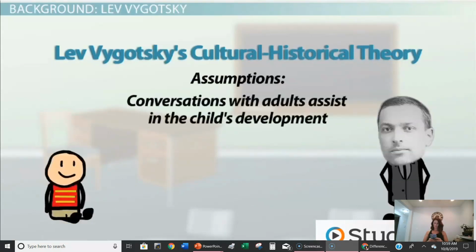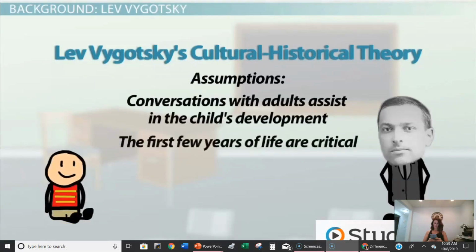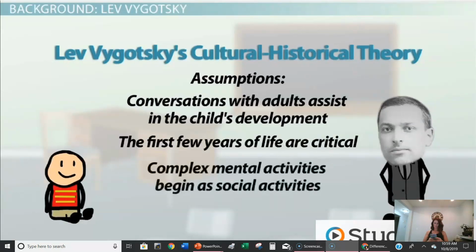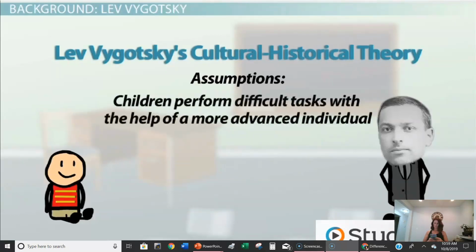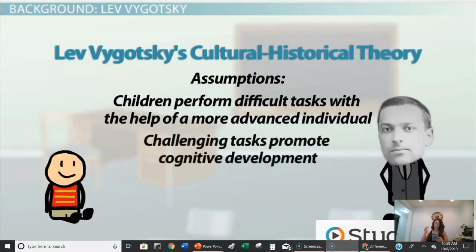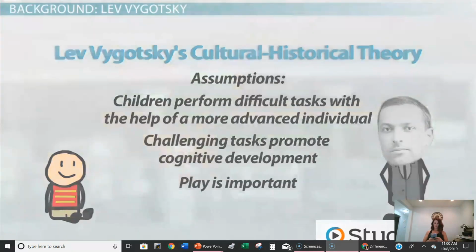Children develop through informal and formal conversations with adults. The first few years of life are critical for development, as this is where thought and language become increasingly independent. Complex mental activities begin as basic social activities. Children can perform more difficult tasks with the help of a more advanced individual. Tasks that are challenging promote cognitive development growth. And finally, play is important and allows children to stretch themselves cognitively. These assumptions are also covered in more detail in another lesson.